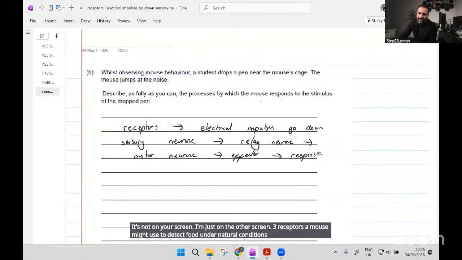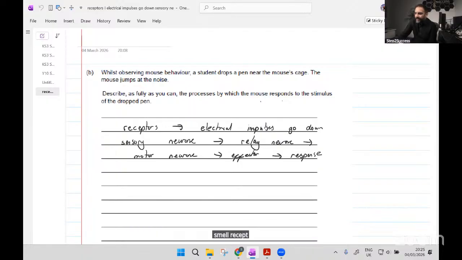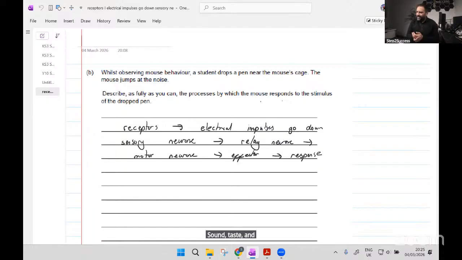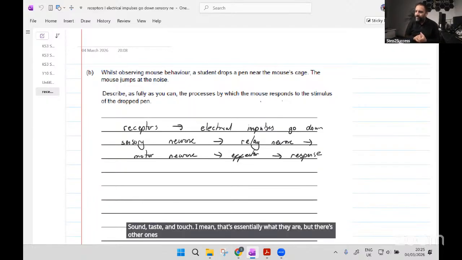Light receptors to see things. Smell receptors to smell it, and taste receptors to be able to taste it. I think that's probably the answer. Remember, a lot of your receptors are just your five senses: sight, smell, sound, taste, and touch. That's essentially what they are. But there's other ones. There's temperature receptors, there's pain receptors, and so on. But in principle, that's what they are. So if I said to you, what senses do you use to detect food? Well, you need to be able to see it. You might want to be able to smell it. You might want to be able to taste it. So that's the answer to the question.